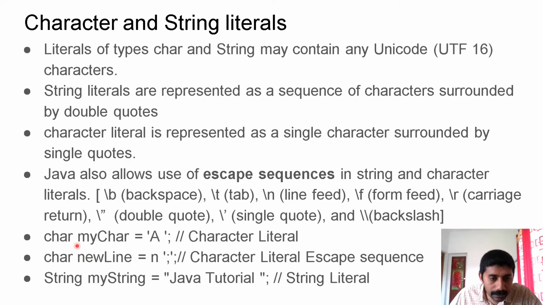Let us see some examples. Here A is a character literal because it is within the single quote. Okay, this is actually \n within the quotes. Within single quotes, if I give a \n, that is indicating a new line. Okay, if I give something in double quotes, that is nothing but a string literal.